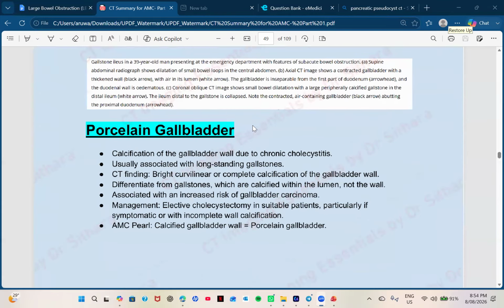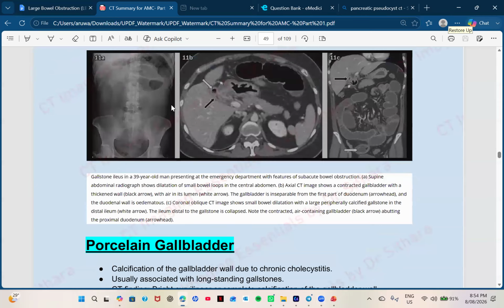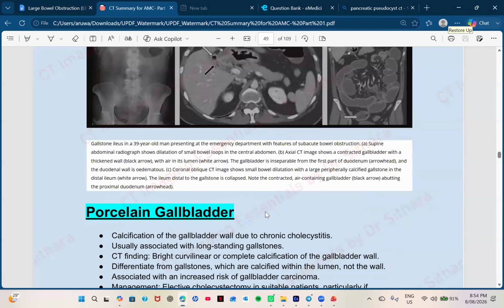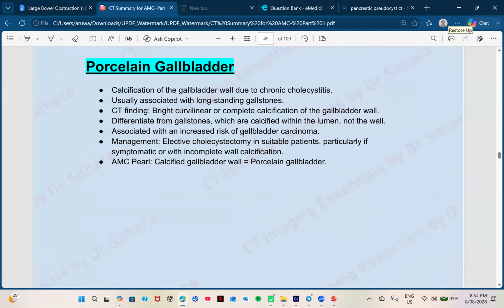Okay, okay, I have attached the gallstone areas in the wrong place. Okay, it's fine. So next one, what do you know about porcelain gallbladder?